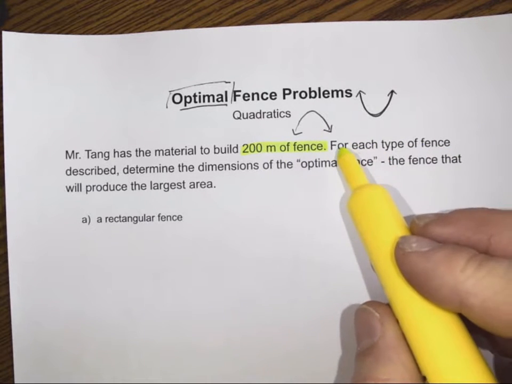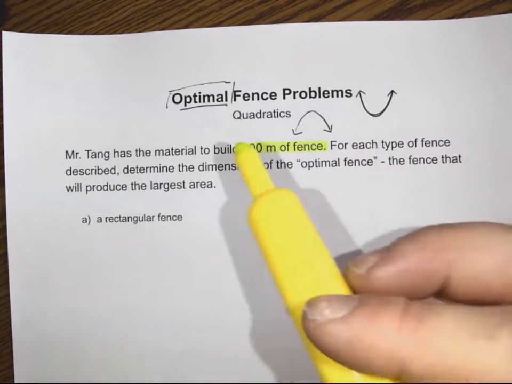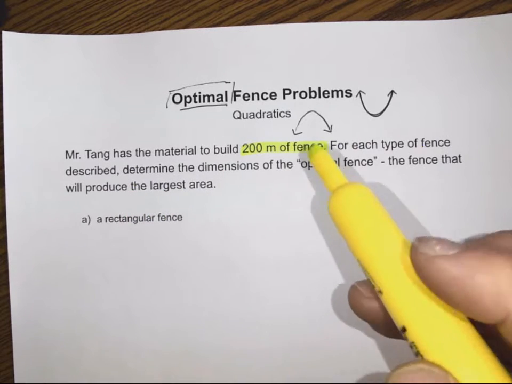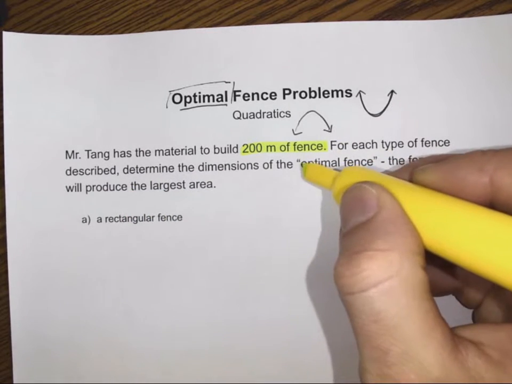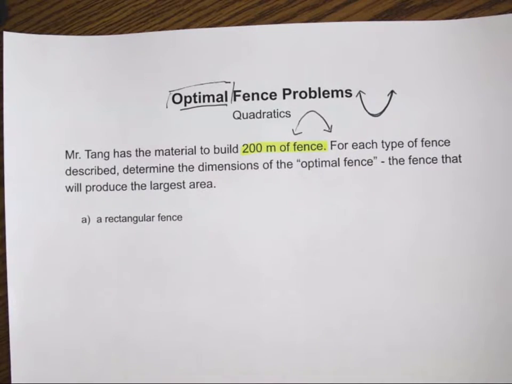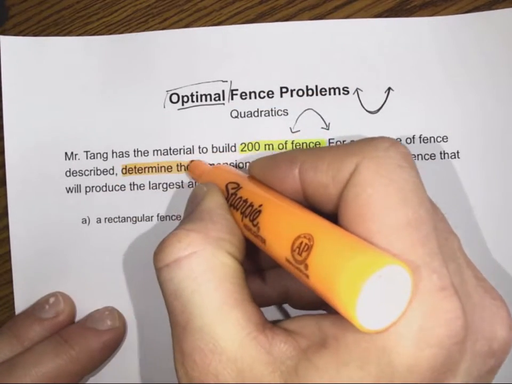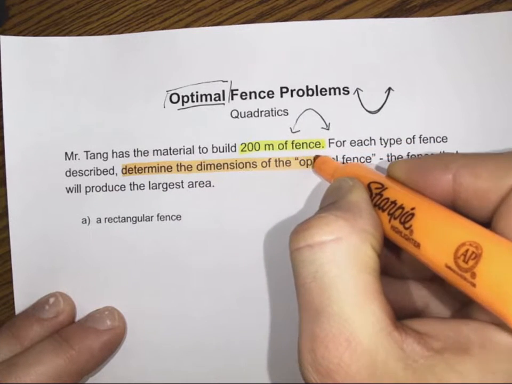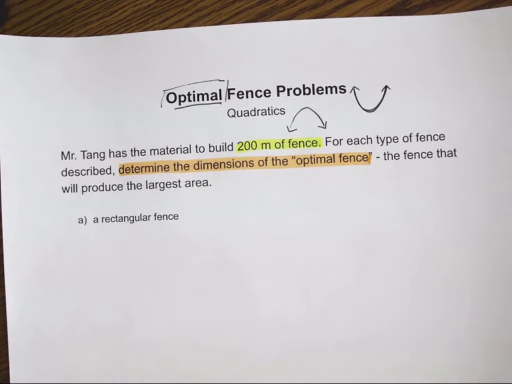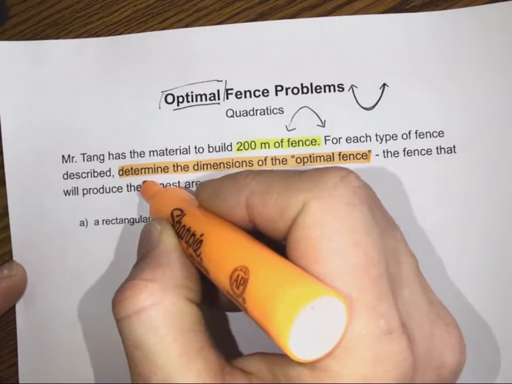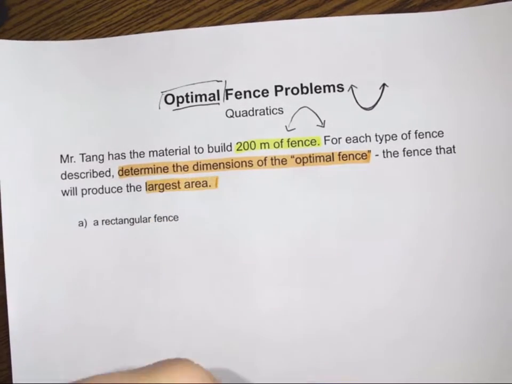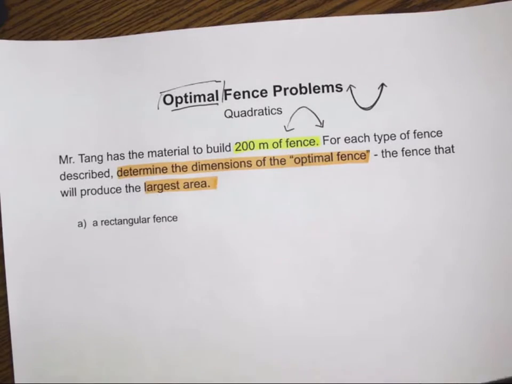And what else is going on? For each type of fence described, we want to determine the dimensions of the optimal fence. I like to highlight the question in a word problem in a different highlighter color. Determine the dimensions of the optimal fence, in other words, the fence that will produce the largest area. So we want to find dimensions of a fence that will maximize the area.